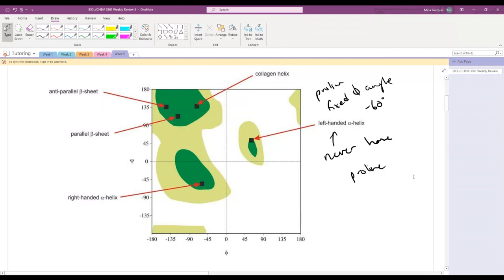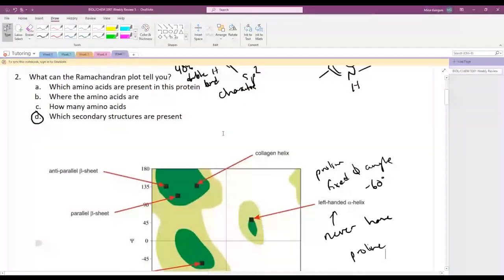Now, it's not always very clear, and as we can see, if we go to the -60 region, we can have a proline in a right-handed alpha helix, or in a collagen helix, or pretty close to a parallel or anti-parallel beta sheet. So it's not always super simple, but it does give us some indication. The other thing I want to point out about Ramachandran plots is we don't know how many helices or how long these helices are, or the sheets are, I should say.